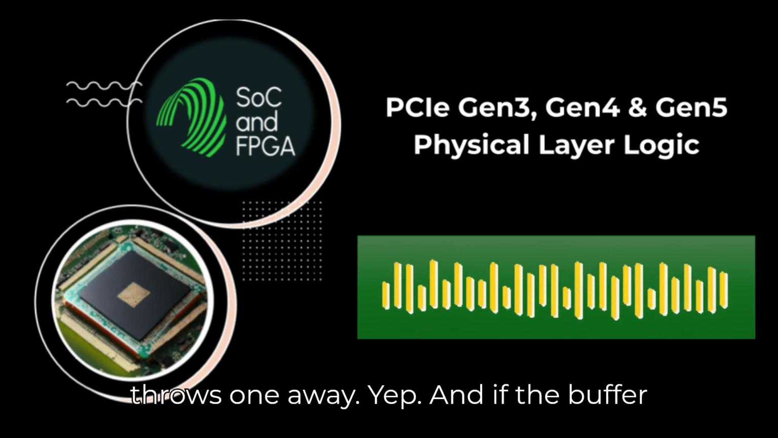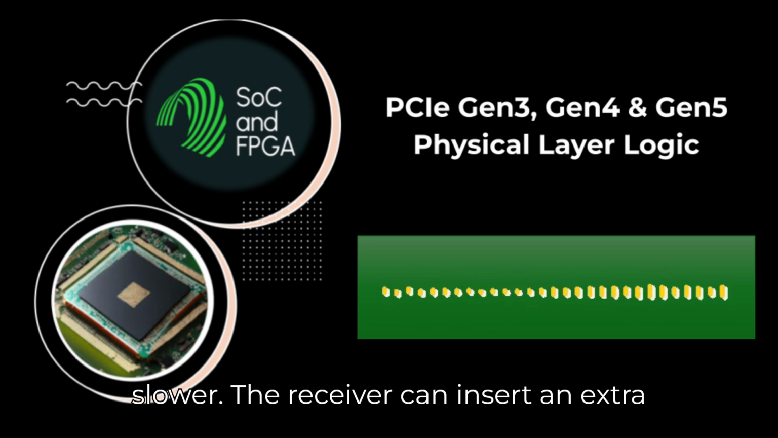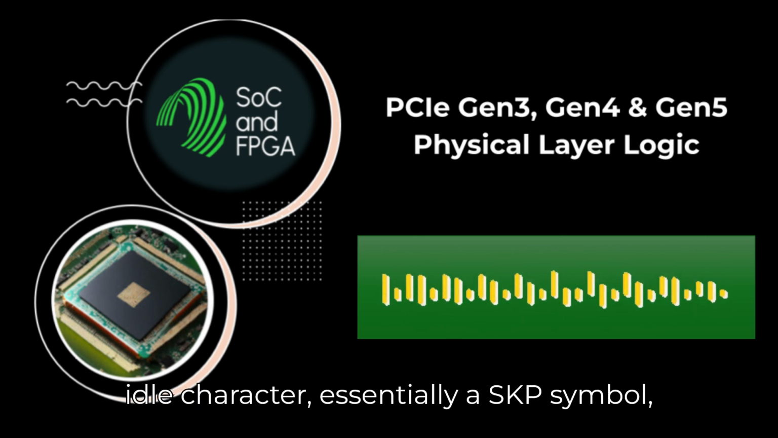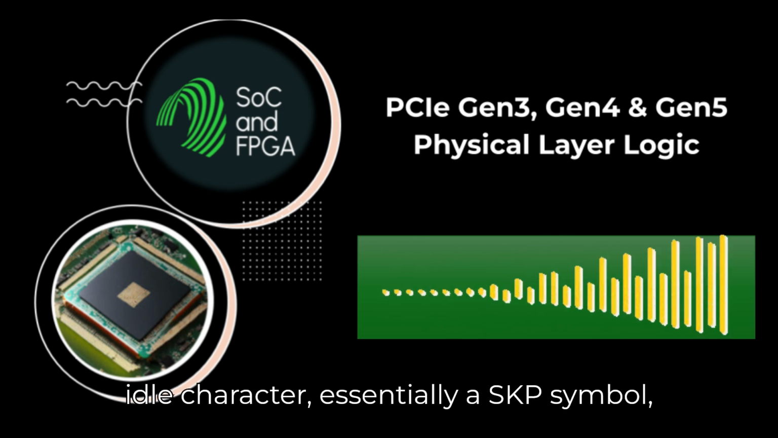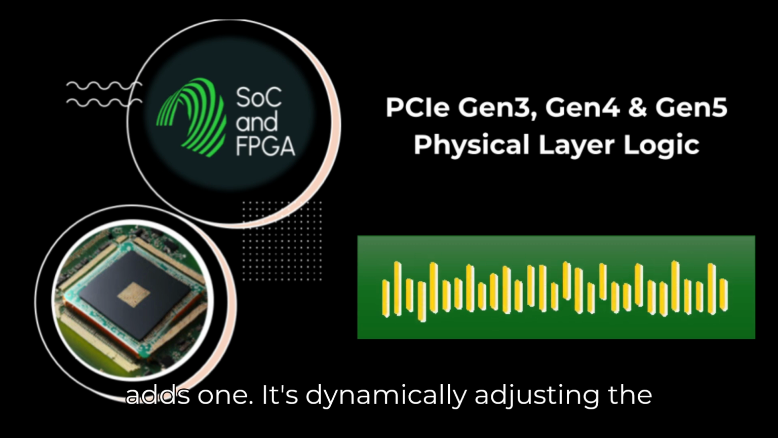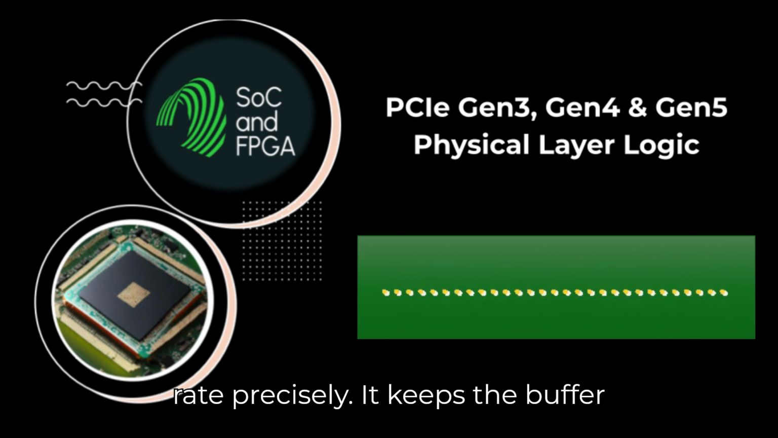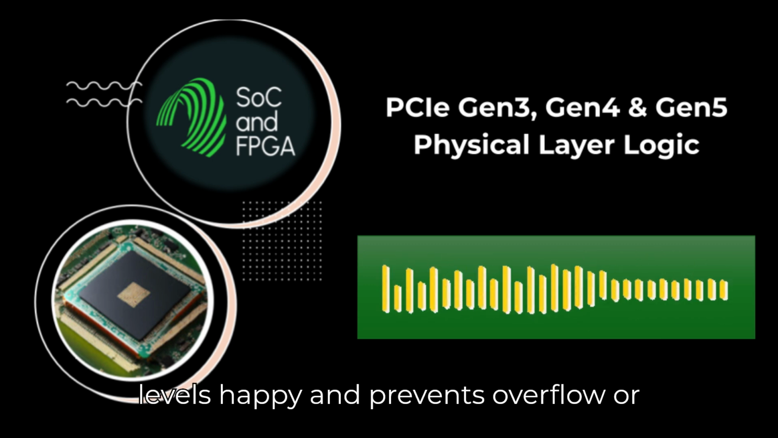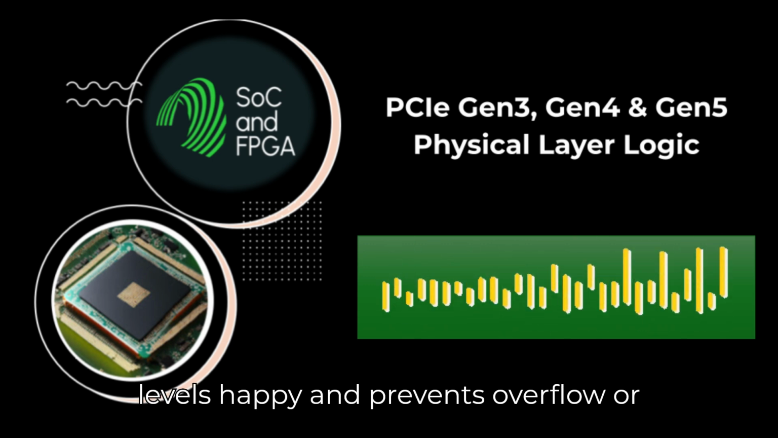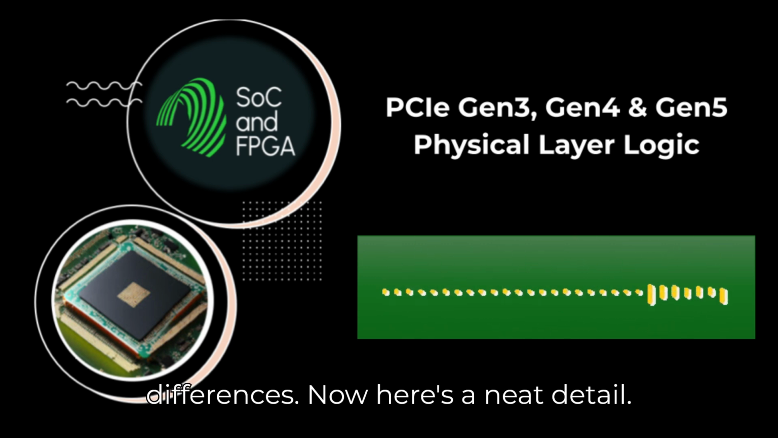Yep. And if the buffer is getting too empty, meaning the transmitter is slower, the receiver can insert an extra idle character, essentially a SKP symbol, into the stream it passes upwards. So it adds one. It's dynamically adjusting the rate. Precisely. It keeps the buffer levels happy and prevents overflow or underflow due to those small clock differences.